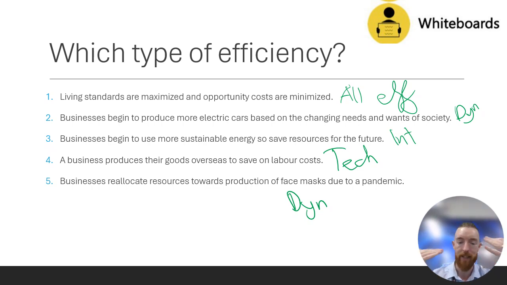There's this weird thing with dynamic and allocative efficiency because if you are dynamically efficient, so you change production to match changing needs and wants, that is going to then become allocatively efficient because by meeting the changing needs and wants, you're now maximizing living standards. So if you achieve dynamic efficiency, you will also achieve allocative efficiency.